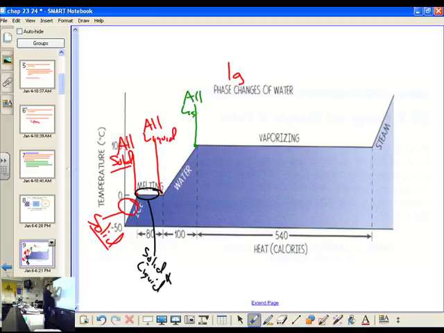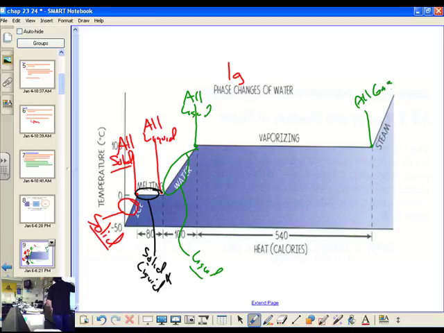To go to 100, we get to here, at 100 it's all liquid. During this region, it's our liquid region. It takes 100 calories to get from 0 to 100 degrees. But once I get to 100 degrees, it starts vaporizing, another word for boiling, and it changes until we get to this point where it's all gas. It takes 540 calories to do that. So it takes a lot more calories to cause something to boil than to melt.